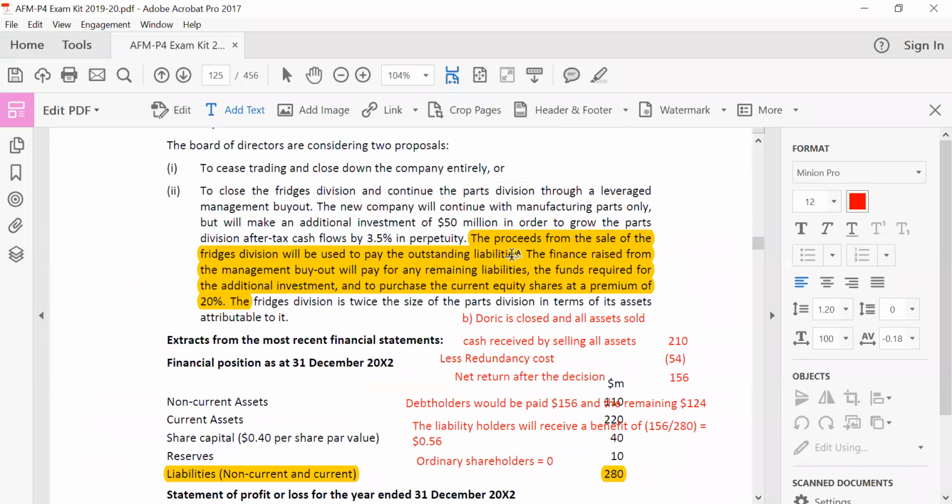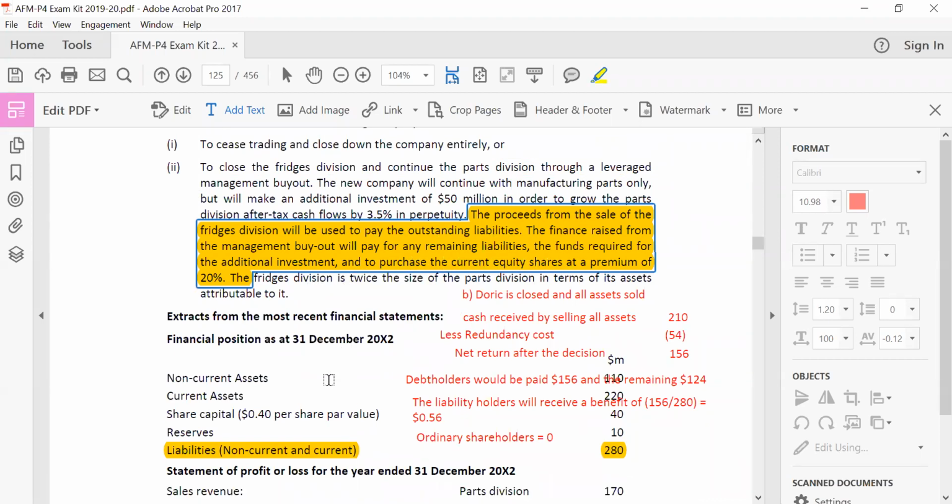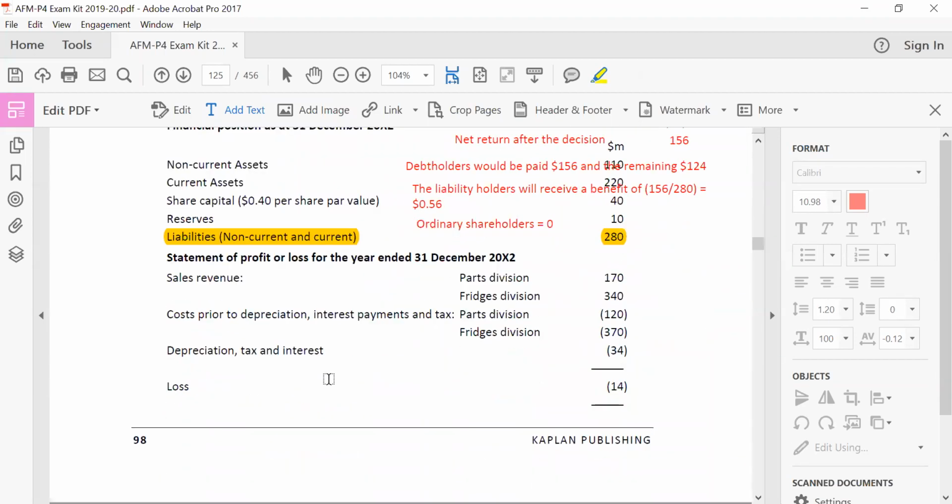So over here, there's no other calculation apart from focus on the highlighted side. There's nothing to do apart from focus on this highlighted area, understanding it and using it to do the calculation. So they also stated that there's going to be a payment of the equity value. Let me read that side. And to purchase the current equity shares at a premium of 20%. Premium of 20% means 120%.